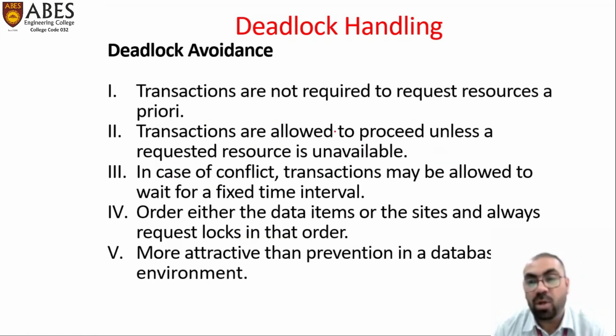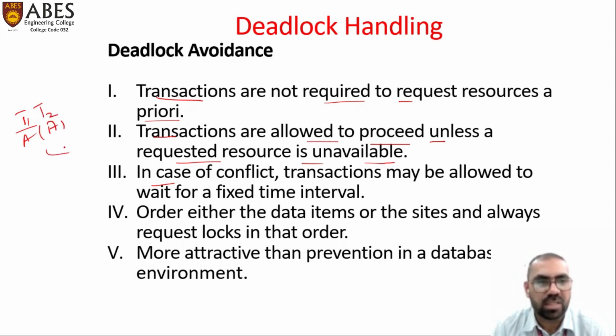Now, deadlock avoidance. This is the most important point, and we can pursue it so that we don't find any kind of deadlock and the transaction goes into a consistent state. Transactions are not required to request a resource on a prior basis. That's the most important point. Transactions are allowed to proceed unless a requested resource is unavailable, only when there is unavailability in the pattern.